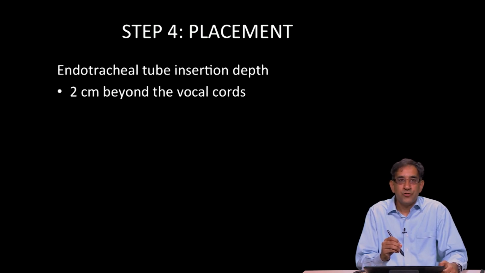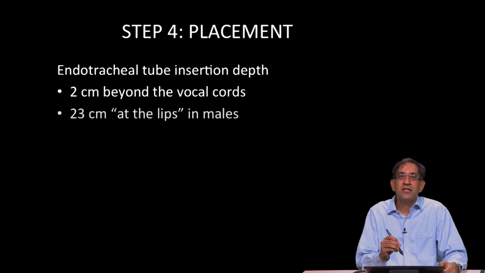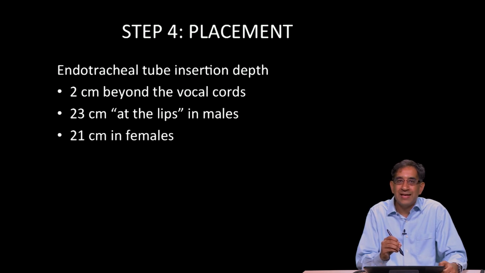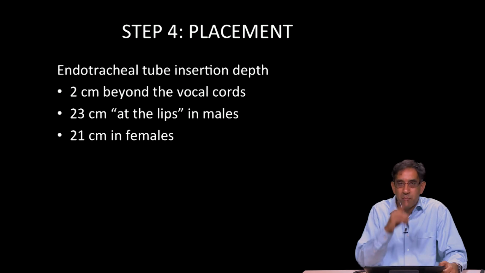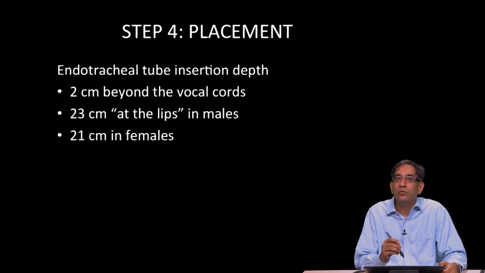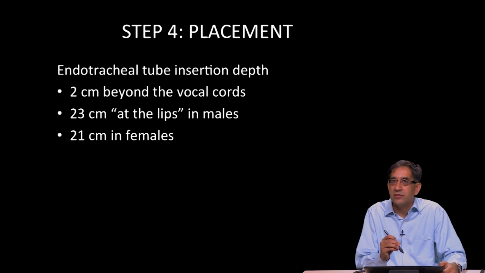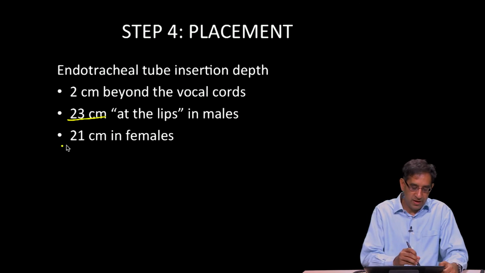Again, endotracheal tube insertion depth is generally about 2 centimeters beyond the vocal cords. In most adult males, we say 23 centimeters at the lips. In most females, it's generally 21 centimeters at the lips. And the way you can know that is each endotracheal tube has centimeter markings on it. And so when you look at it, once it's been inserted, you'll know how deep it is, and you can adjust it accordingly to 23 centimeters in males, 21 centimeters in females.